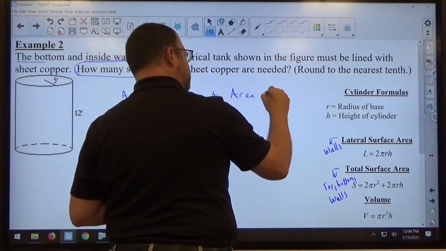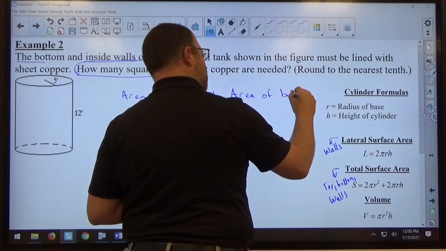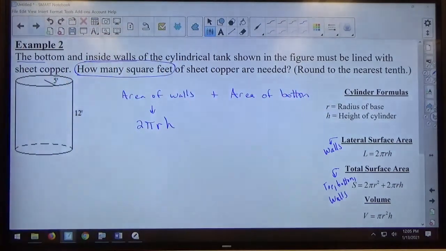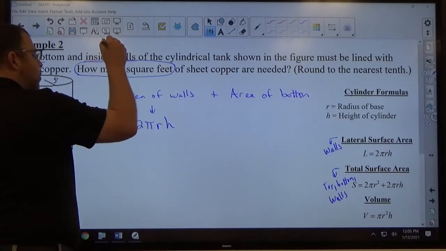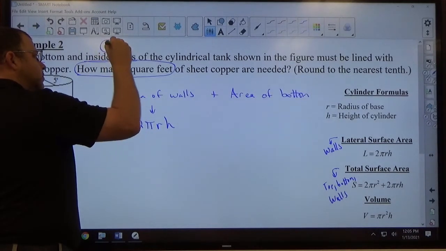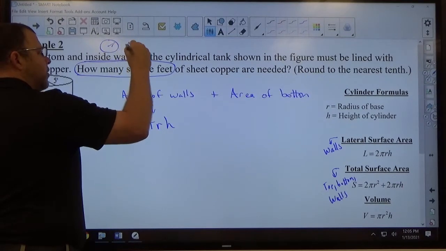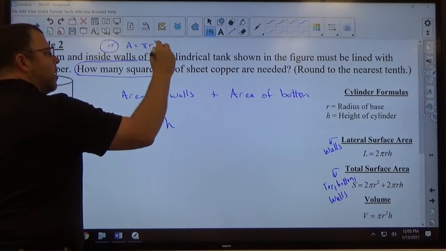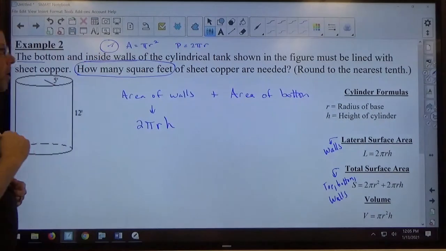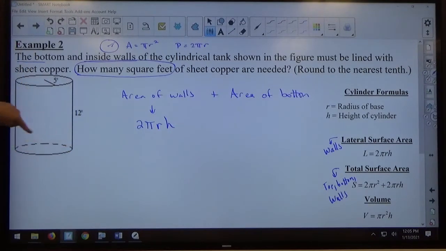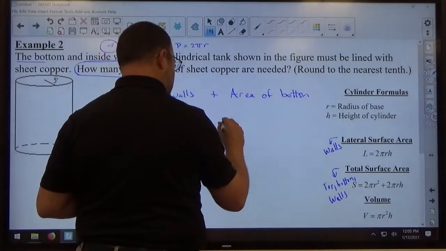What is the bottom? What type of shape? A circle. Does a circle have an area formula? Yeah. What is it? 2 pi r squared. Not 2 pi r squared. What's the area of one circle? So if I'm in the world of circles, the area of a single circle is pi r squared. The circumference or perimeter of a single circle is 2 pi r. So the area of the bottom is just a circle, so it's just going to be plus pi r squared.